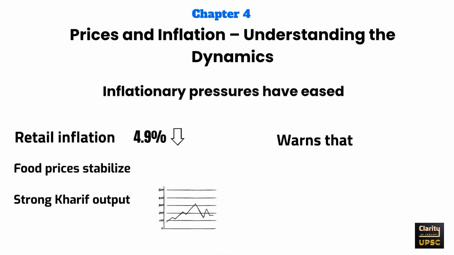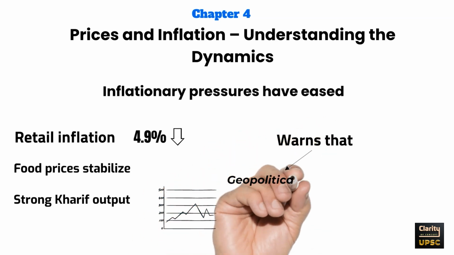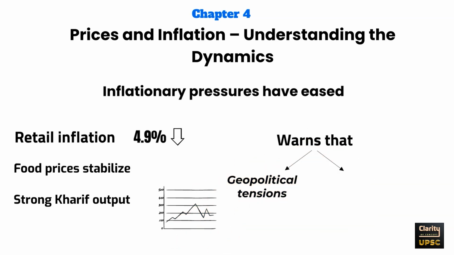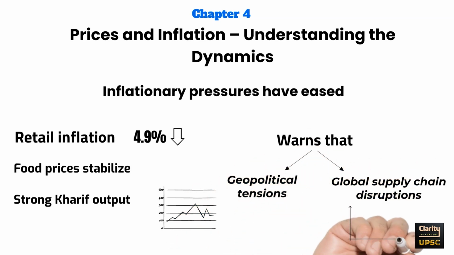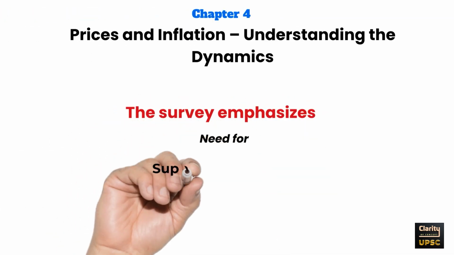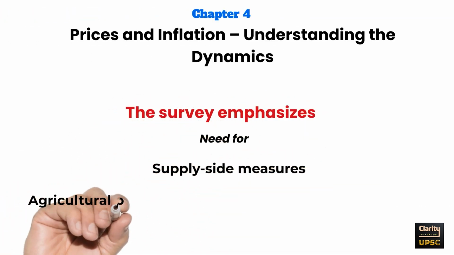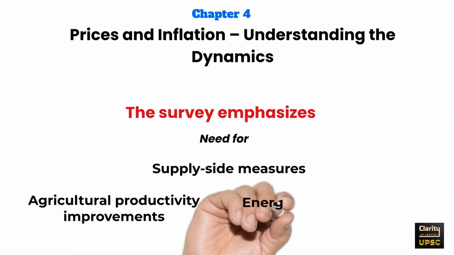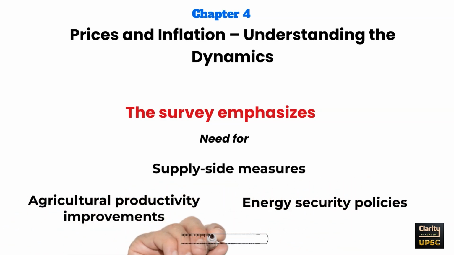But the survey warns about a few things that can escalate prices and result in higher inflation. Geopolitical tensions such as the Ukraine war and global supply chain disruptions such as the Suez Canal can result in higher inflation. The survey emphasizes the need for supply side measures, agricultural productivity improvements, and energy security policies to manage inflation effectively.